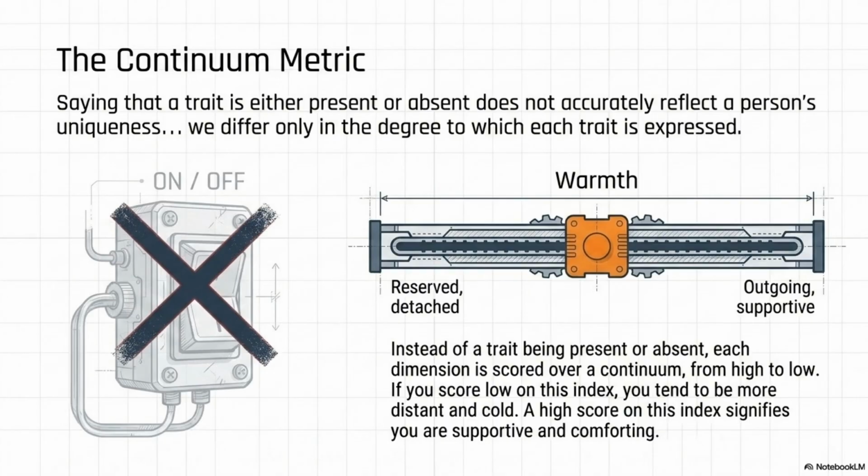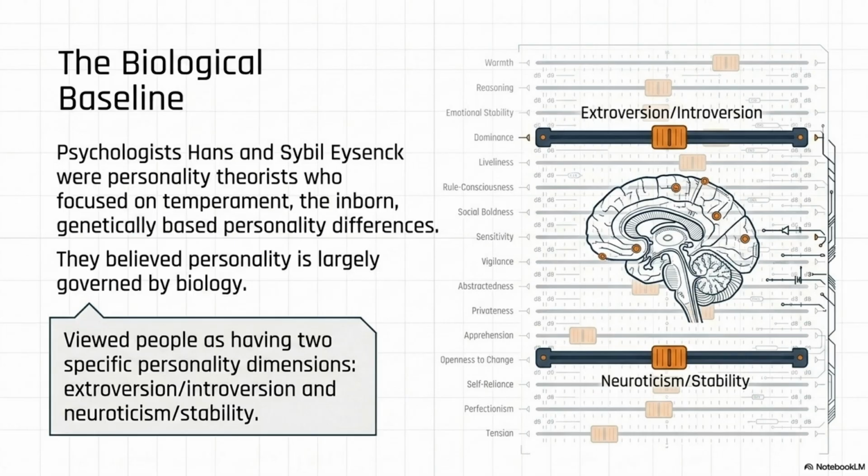Okay, but playing the student here, I have a pushback question. Isn't 16 factors still a bit overwhelming? Like, what about plain old biology? If our brains are wired differently, shouldn't our personalities just reflect that? That is exactly the pivot that Hans and Sybil Eysenck made. They believed personality is fundamentally genetic. For instance, they argued extroverts naturally have a lower baseline of brain arousal, so they seek out social stimulation just to wake their brains up.